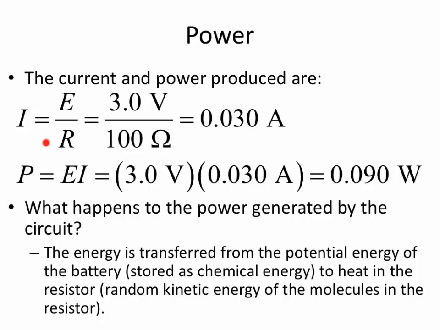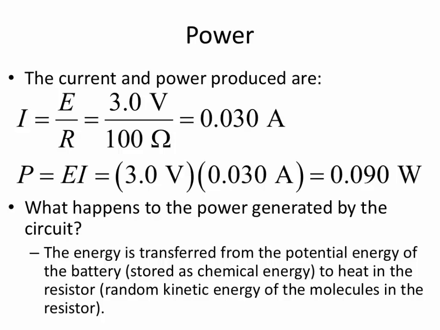The current, I, remember, is equal to E over R, and that then is this 3 volts divided by our 100 ohms, and that gives us a value of 0.03 amps. And the power is then E times I, which is then our 3 volts times our 0.030 amps, and that gives us a value of 0.090 watts. Now, what happens to the power generated by the circuit?